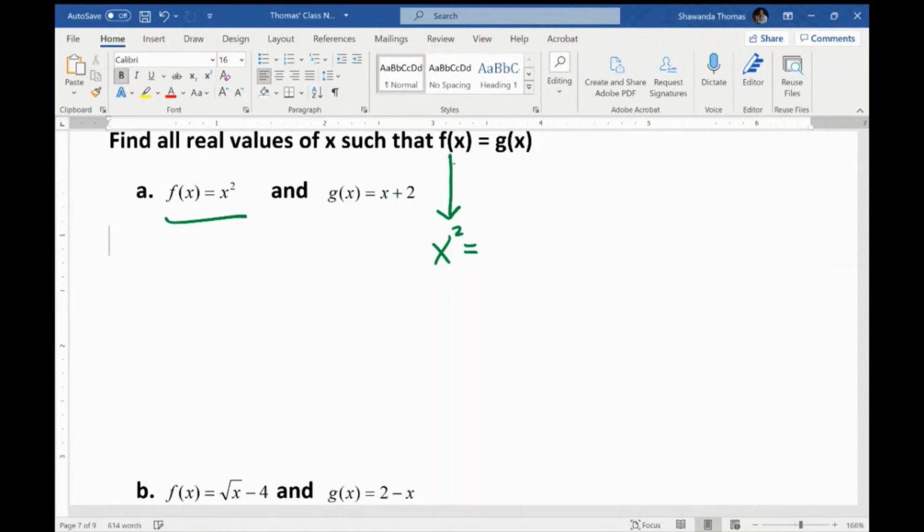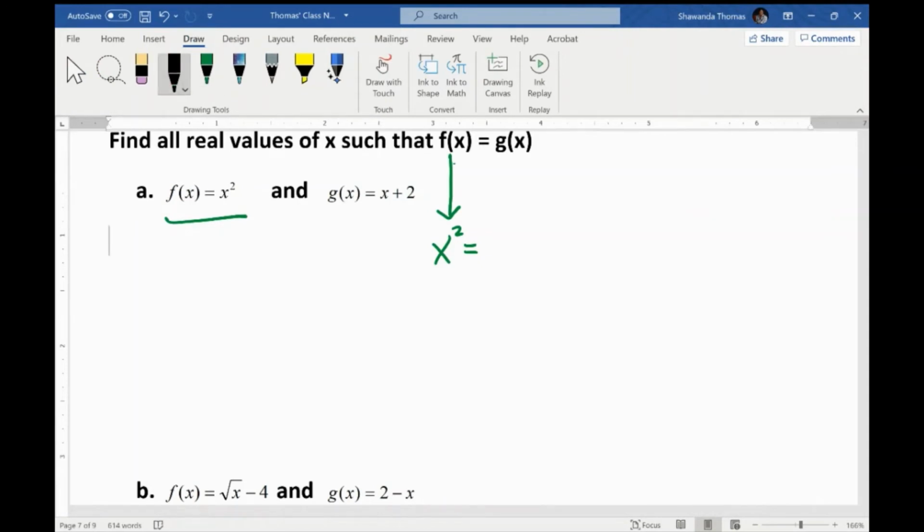And then, can I switch colors right quick? All right, and then we're going to put down g of x. That's right here, x plus 2. We're going to set them equal to each other and solve. All right, so what would you do next, someone other than Zoe? You have x squared equals x plus 2. How would you approach solving that?